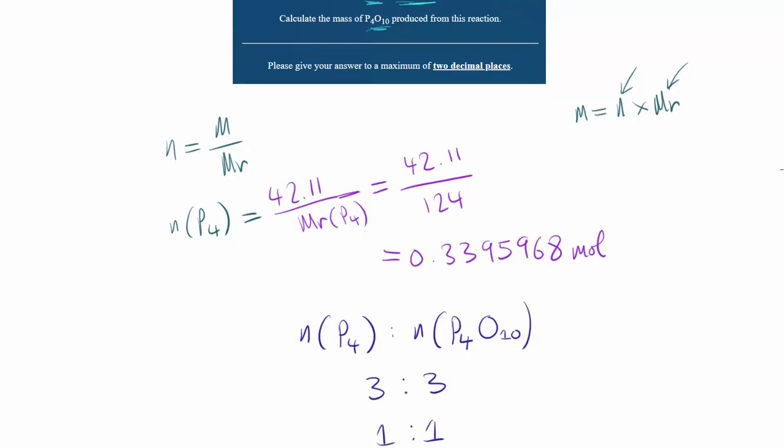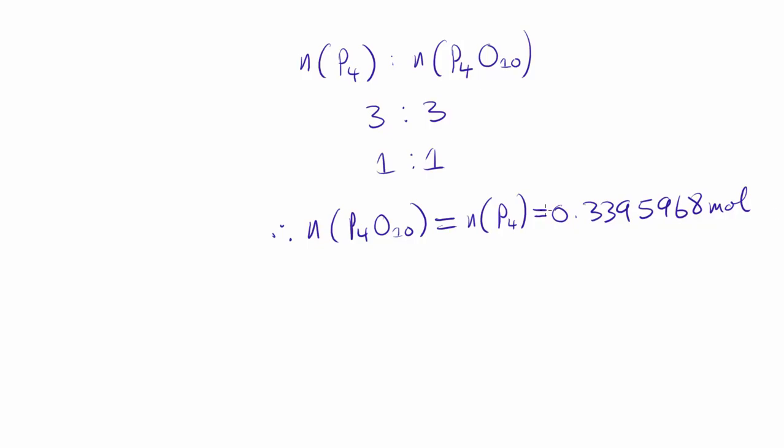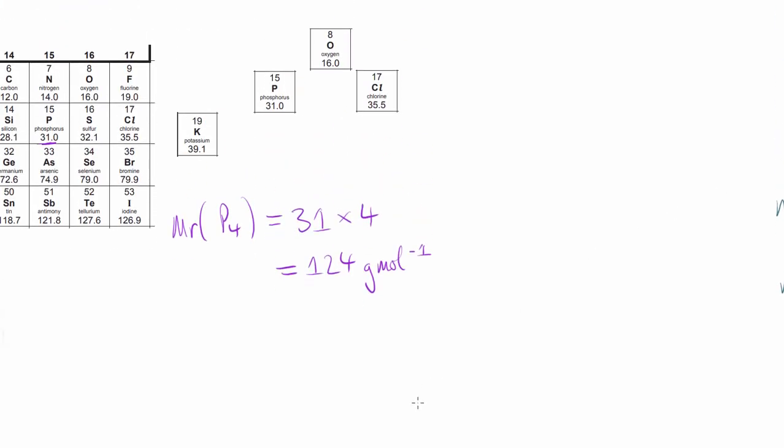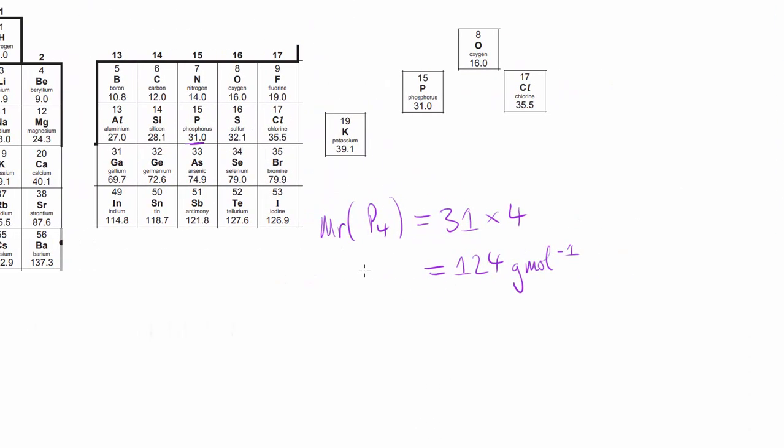And we know from the equation here that the mass is the moles multiplied by the molar mass. We've got the moles, but we don't have the molar mass, so we're going to need to work that out. What's the molar mass of P₄O₁₀? If you refer back again to the periodic table, we're going to try and work out the molar mass of P₄O₁₀.